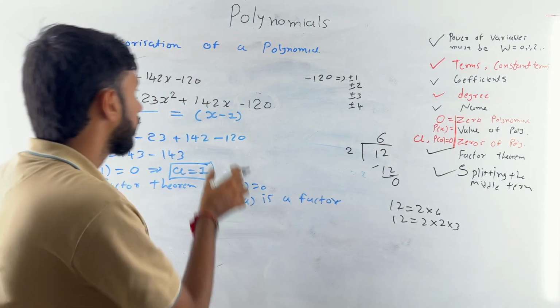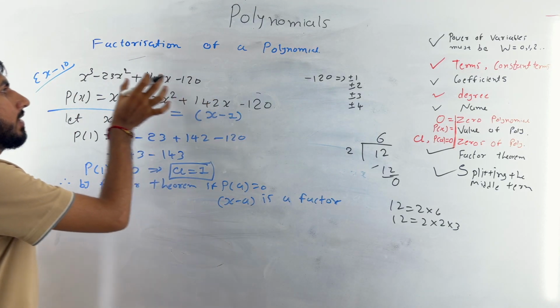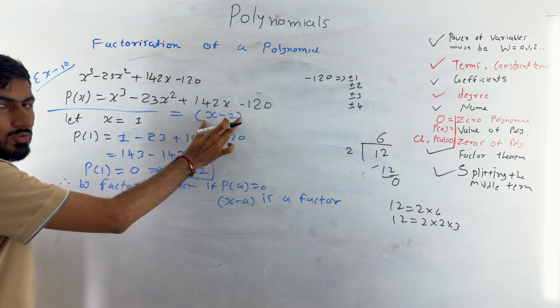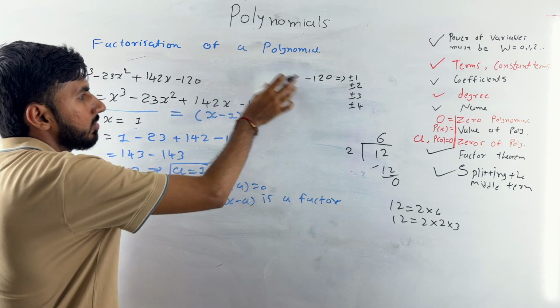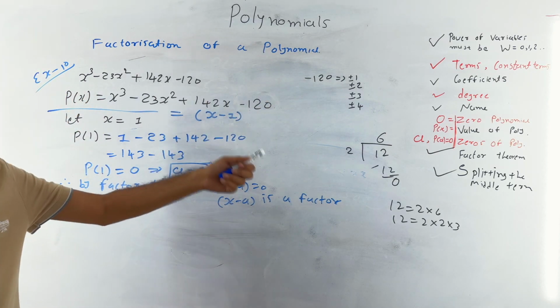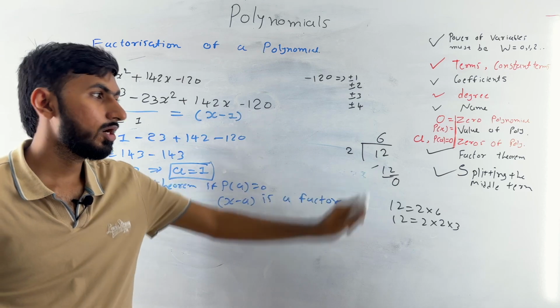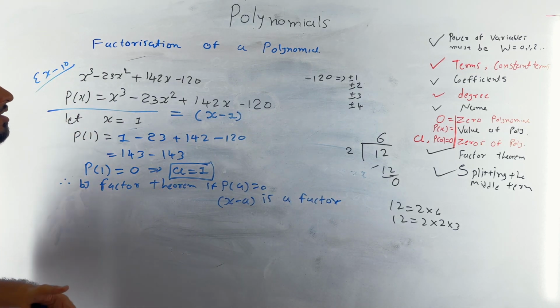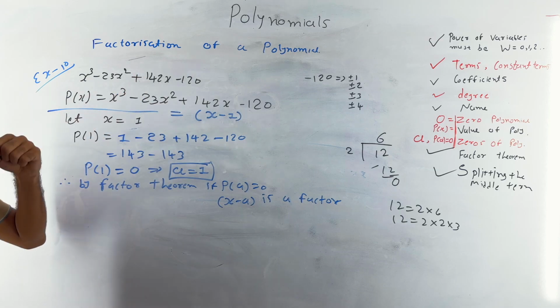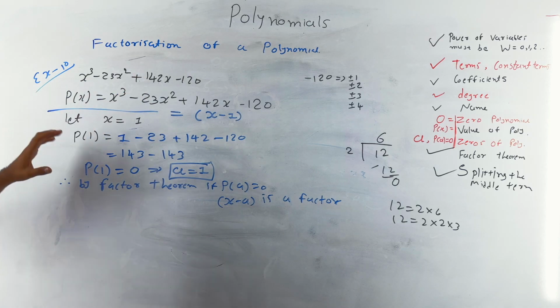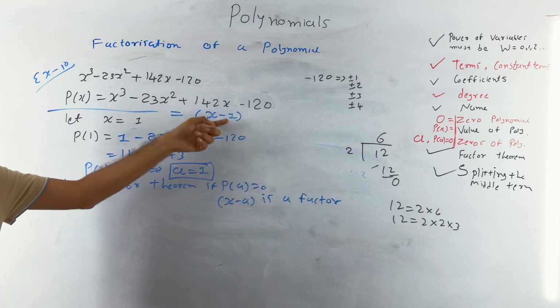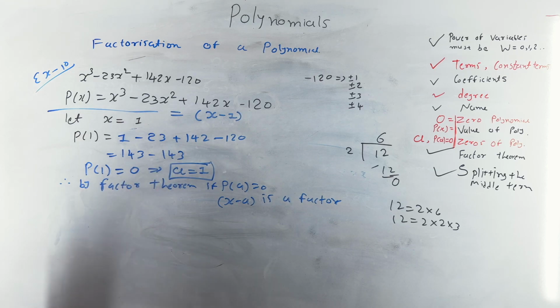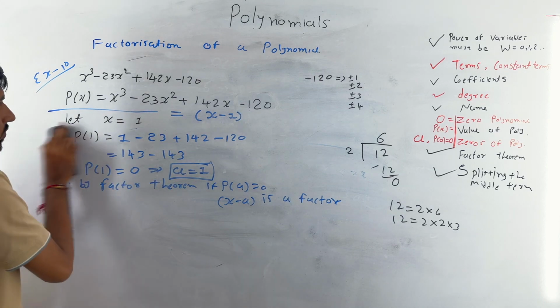So I got one factor x minus 1. So let me divide this cubic polynomial with x minus 1. I will get another quotient, another quadratic polynomial, and then I can solve the quadratic polynomial with splitting the middle term method. So your first step for finding factors for cubic polynomial will be trial and error method. Find a first factor. My first factor is x minus 1. Now let me erase this.